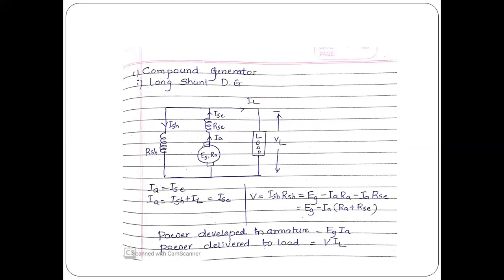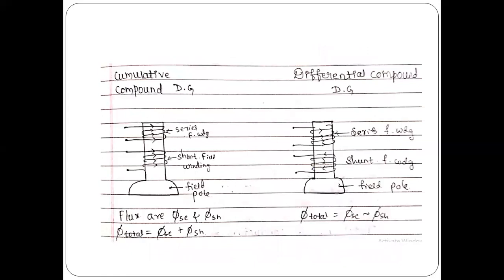Next is the compound generator. In this compound generator, there are two types: cumulative compound generator and differential compound generator. On the field pole we are placing the field winding. Some part is connected like this, and some part is connected like this. We name them the series field winding and the shunt field winding. We are just dividing the field winding into two parts: one series connected, another shunt connected.